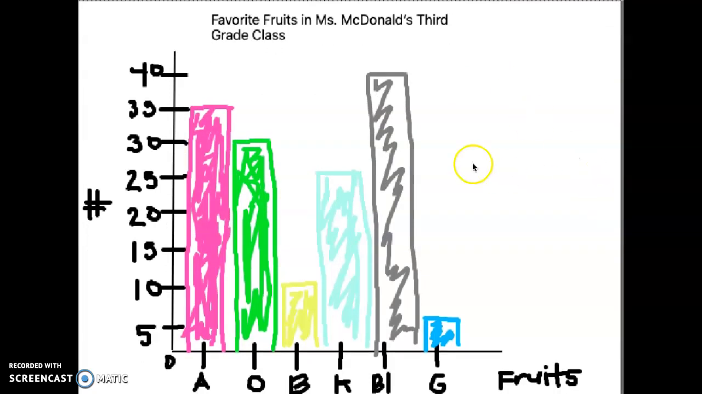So now people know that the graph they're looking at is about fruits. And so they'll see on the bottom the different fruits, the side, the number, and then the bars will go up to what is the highest. And looking at the graph, we can see that grapes are the lowest and blueberries are the highest, and grapes have 5 and blueberries have 40.